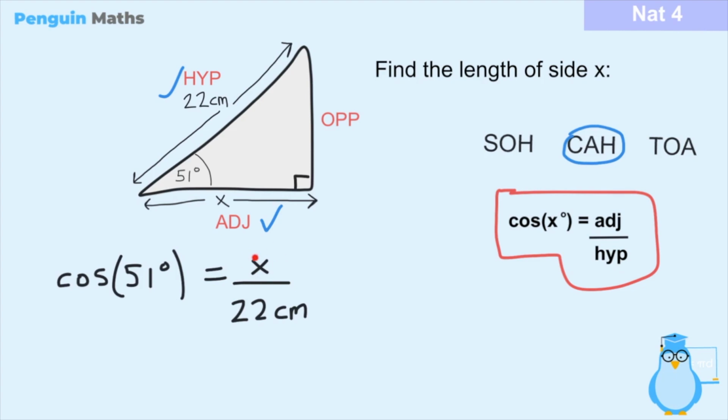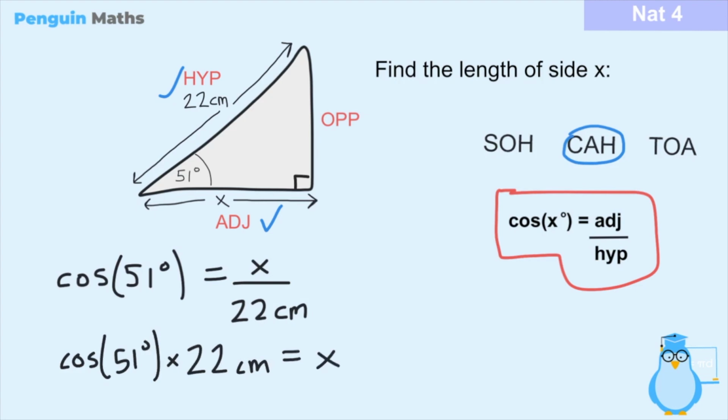Now, since we want to solve for x, we can use a bit of algebra in order to rearrange this equation. We have to take this value of 22 centimetres over to the other side, and it's currently being divided. When we change the side, we change the sign, and if something's been divided, we then multiply it when we move it over to the other side. So this is going to look like the cos of 51 degrees multiplied by 22 centimetres is equal to x.